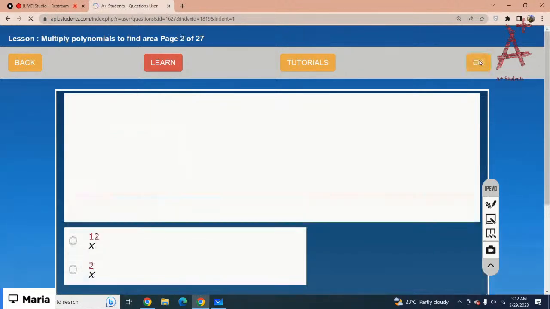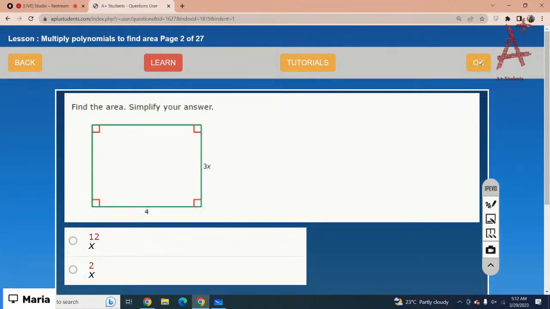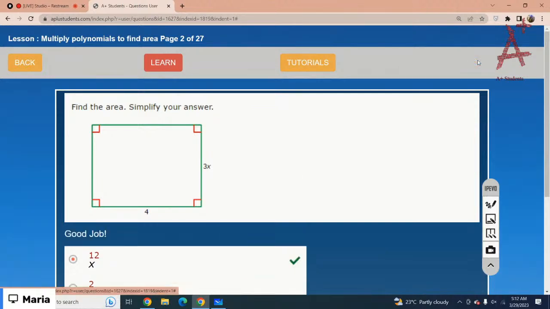It would be 14x. Okay, the next one is find the area. What is the area? The area of the shape is length times width. So 4 times 3 is 12. So that would be 12x. Got it? So option number 1 is the correct option.